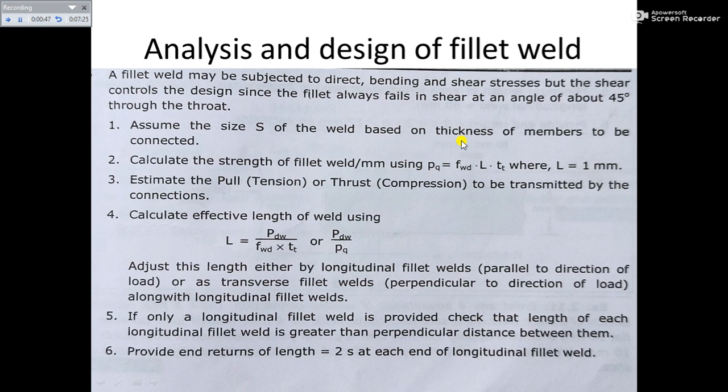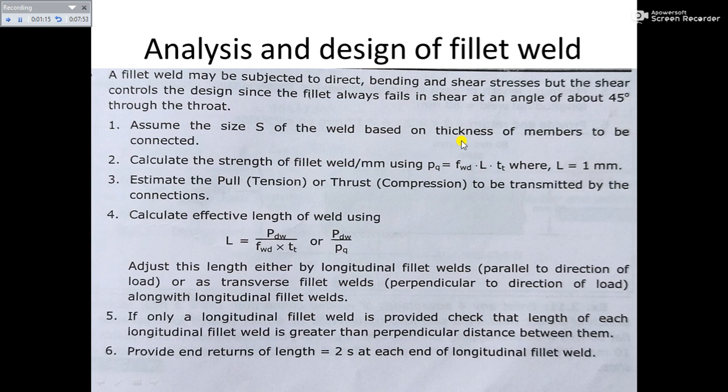Calculate the effective length of the weld using L is equal to PdW upon FW into TT, or just, we know that PdW is equal to FWD into L into T, just a single formula, or PdW upon PQ. It gives the effective length of the weld required. Adjust this length either by longitudinal fillet welds.